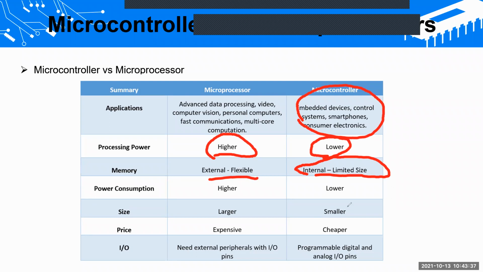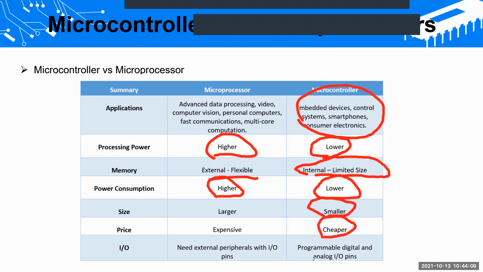So then the power consumption. Obviously a microprocessor has very high processing power, so it has a higher power consumption. But in microcontrollers you have certain sleeping modes, by which you can manage the power, right? So the power drain will be very low. Then most of the time those microcontrollers look small. Then the price: obviously microcontrollers are very cheap.